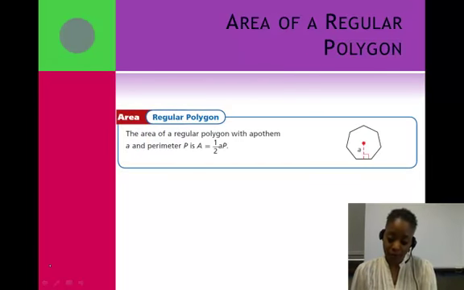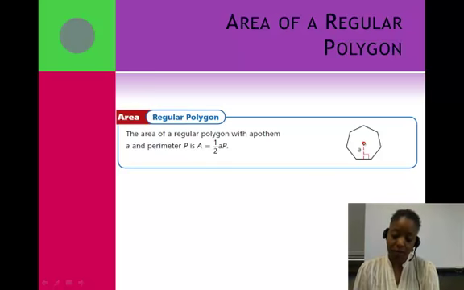So here's our formula for that. For any regular polygon, with the apothem being the distance from the center perpendicular to the side, the area is equal to 1/2 the apothem times the perimeter.